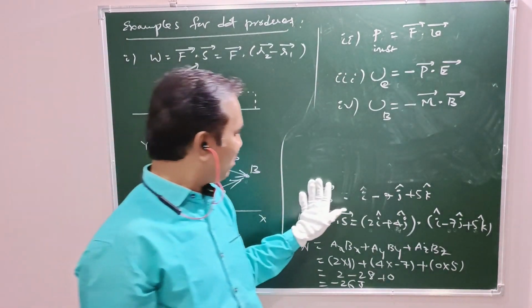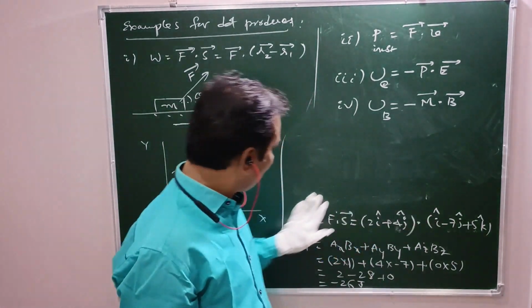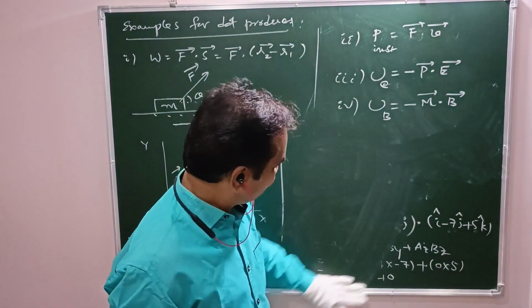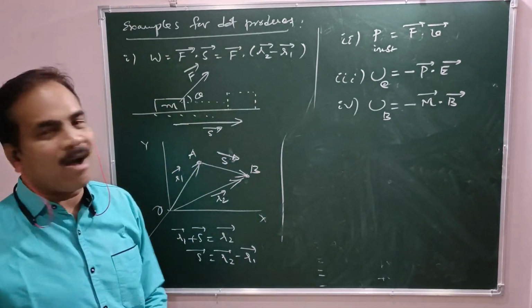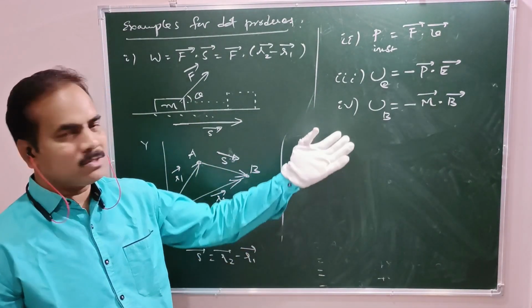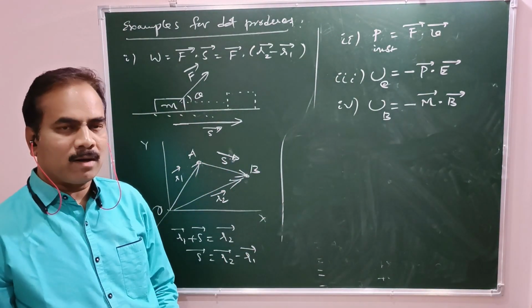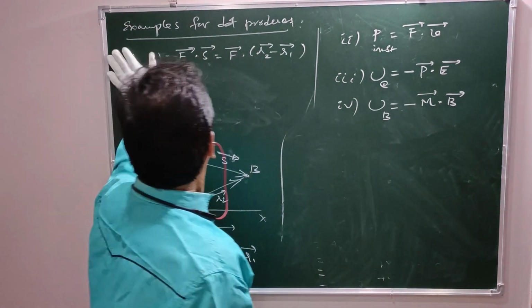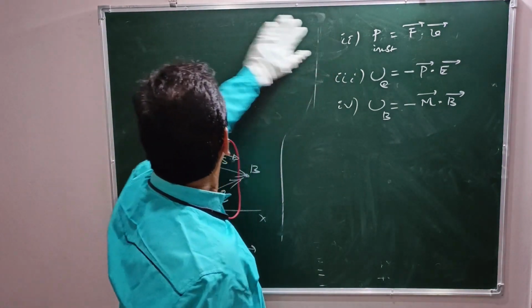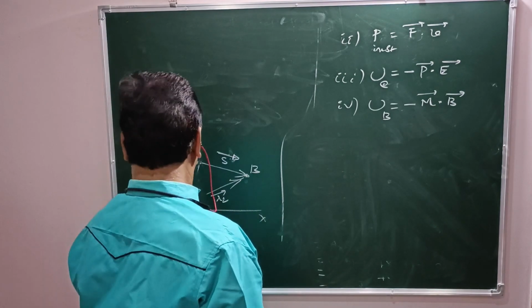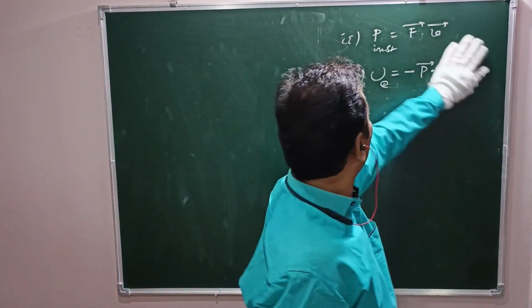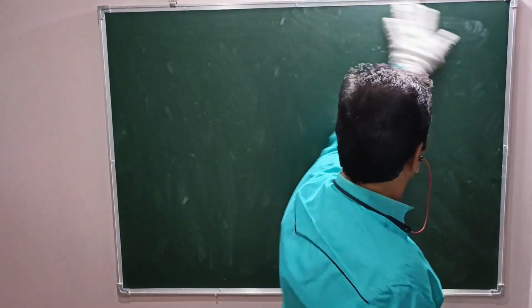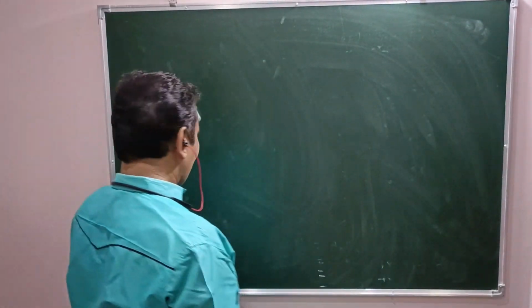There are a few more examples also. So this is about examples for dot product. Similarly, we have so many examples for dot product. Now coming to today's lecture, that is cross product or vector product.